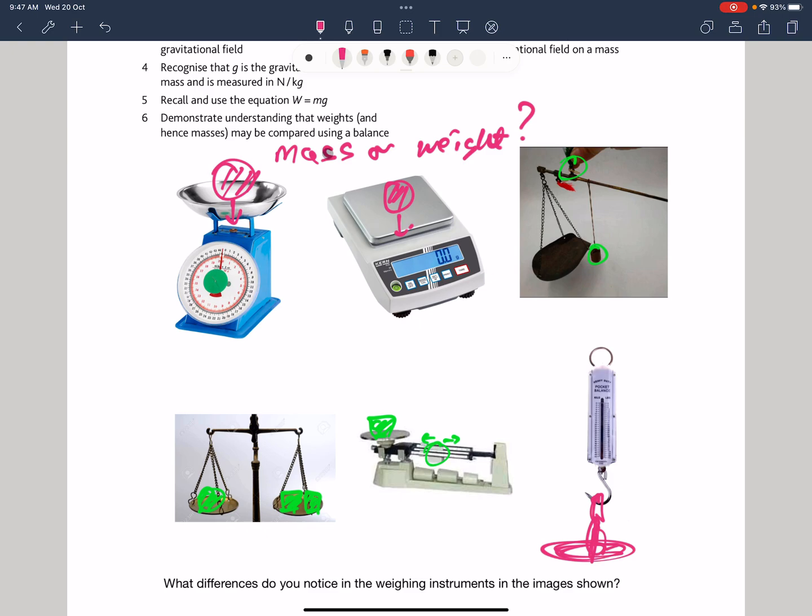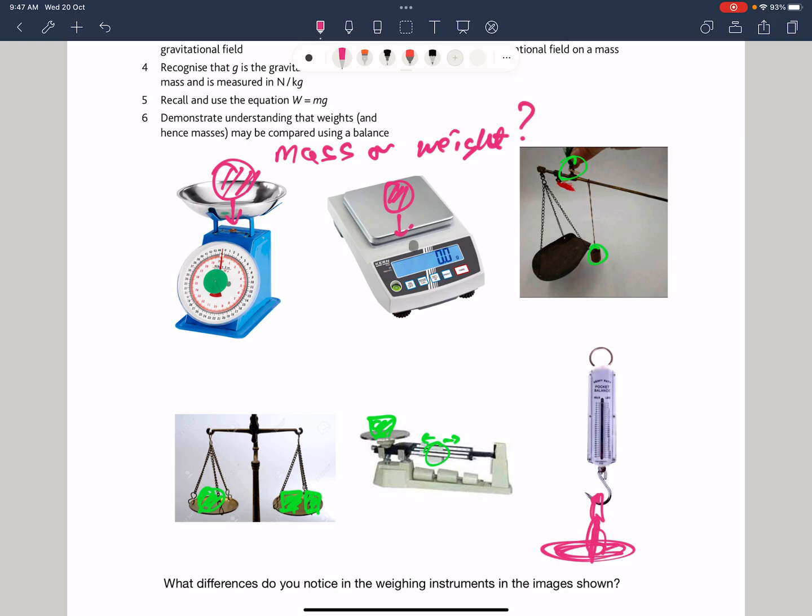Okay, but weight changes because weight depends not just on the mass, but also on the gravitational field strength. So two factors affect the value of the weight: the mass and the gravitational field strength. So if we talk about the same object, then the mass does not change. So what affects the weight would be entirely the gravitational field strength, right?